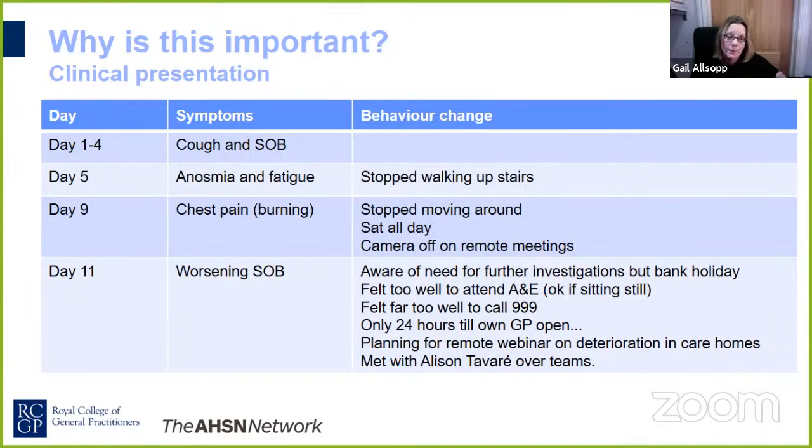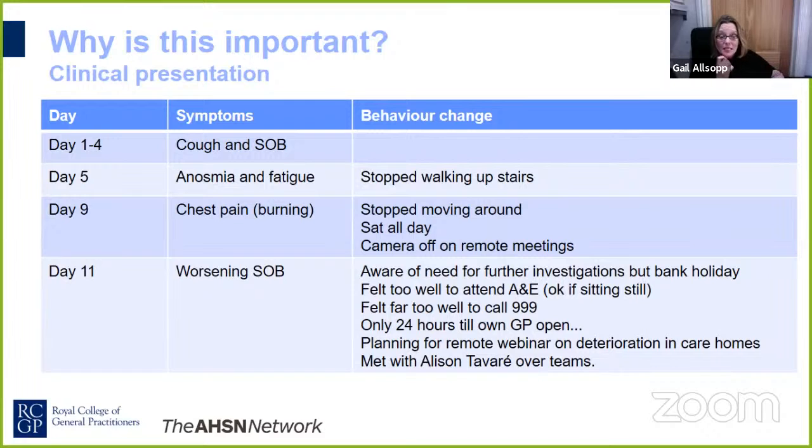This progressed, and by day 9, I had that typical burning chest pain that many people get. And again, that subconscious behavioural change, I almost stopped moving around altogether. I sat down all day long, still continued to work because I was still feeling incredibly well. But I was turning my camera off more and more on remote meetings, because I didn't want people to see me coughing or looking short of breath.